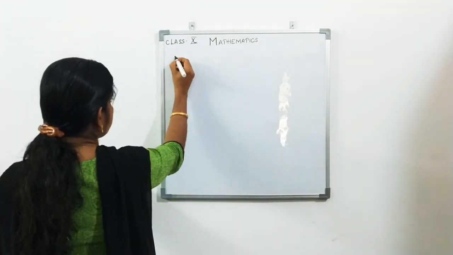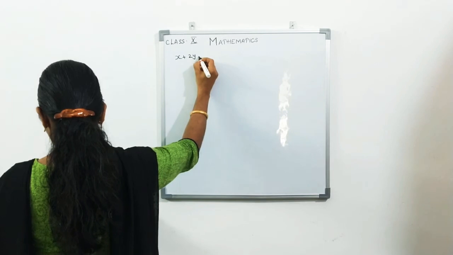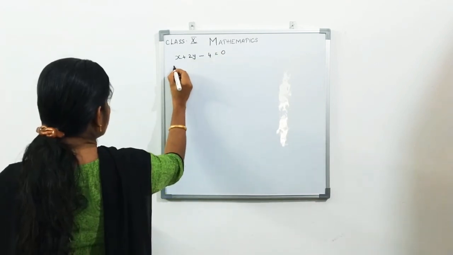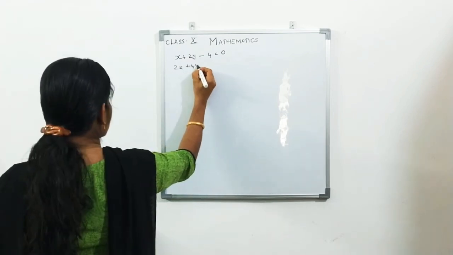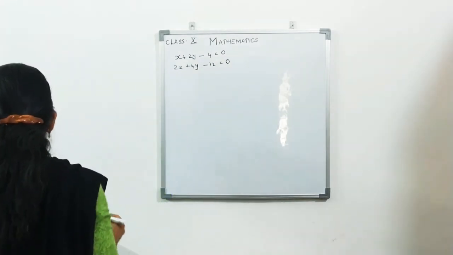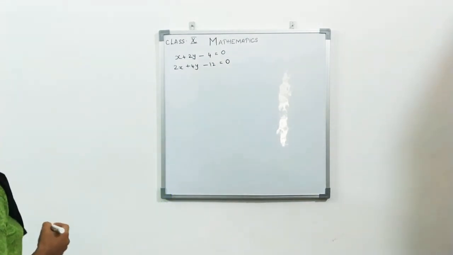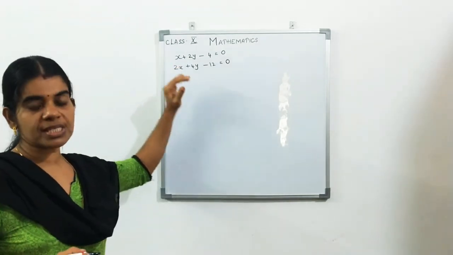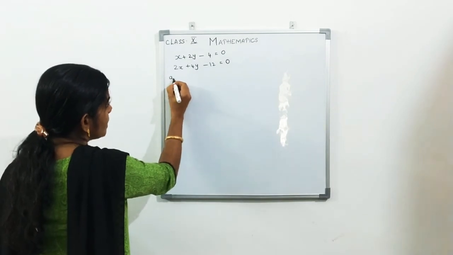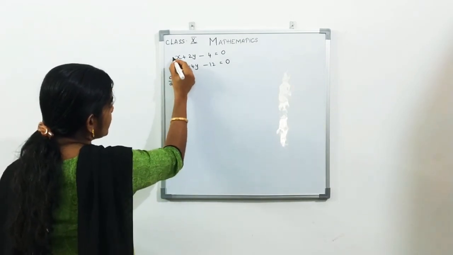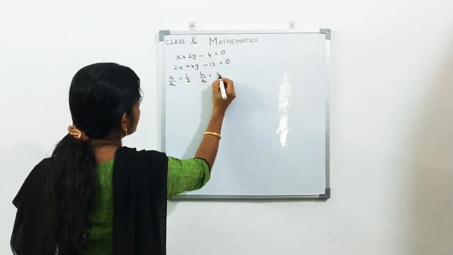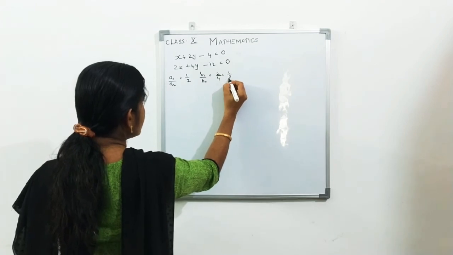The equations are x plus 2y minus 4 is equal to 0 and 2x plus 4y minus 12 is equal to 0. The question is, you want to represent this system of linear equations graphically. Then what will be the value of a1 by a2? Here a1 by a2 is 1 by 2. What is b1 by b2? That is equal to 2 by 4, that is equal to 1 by 2.